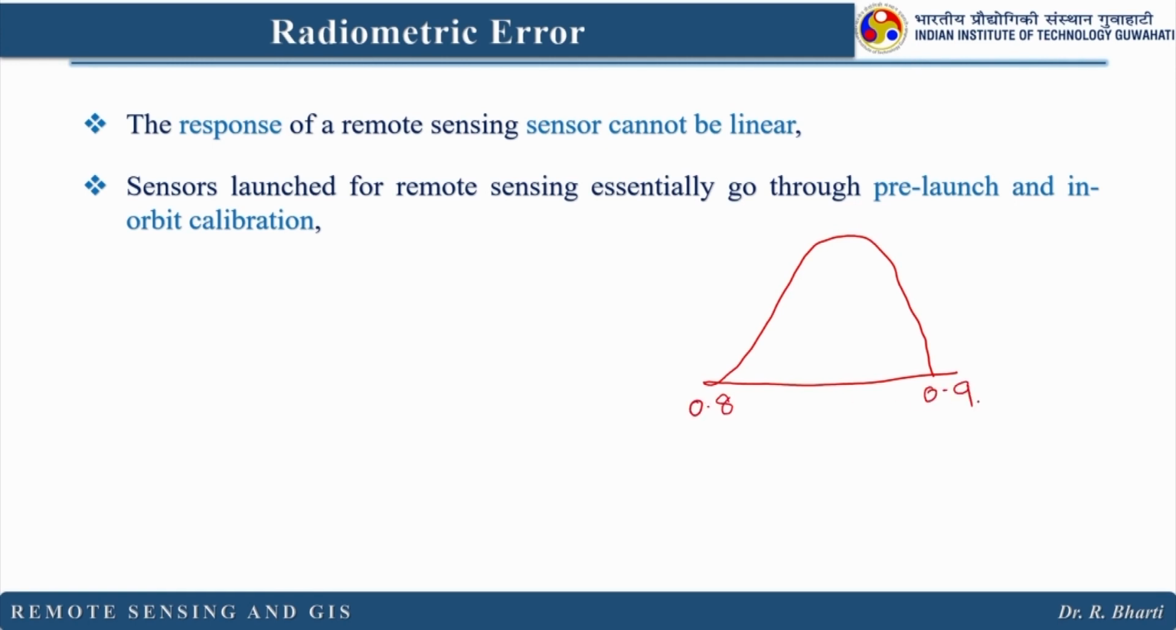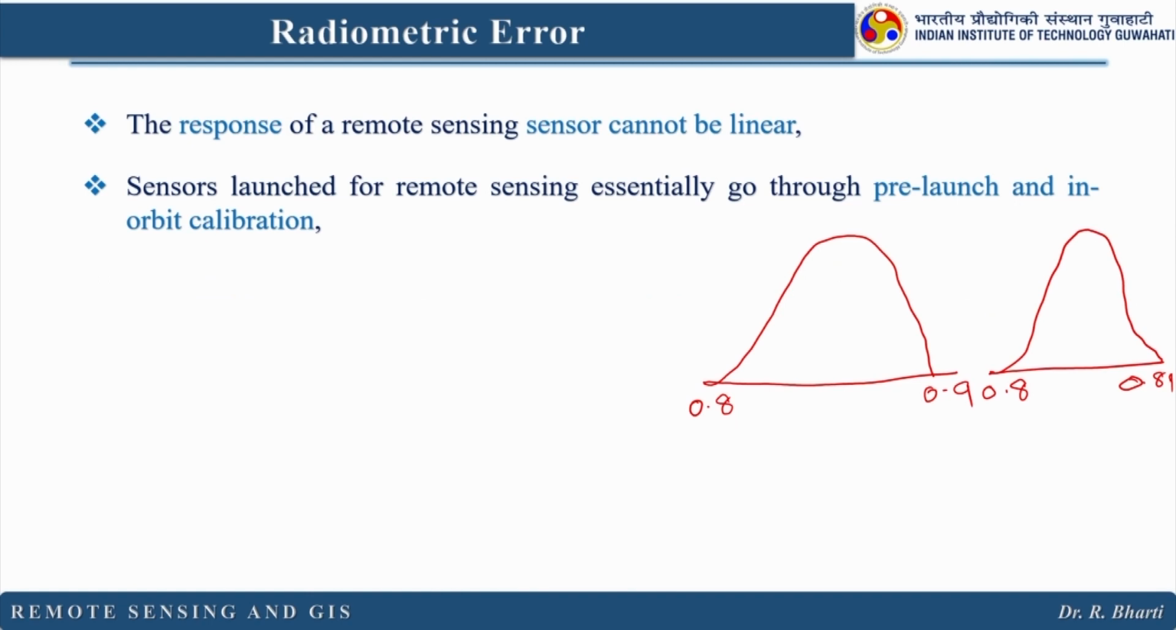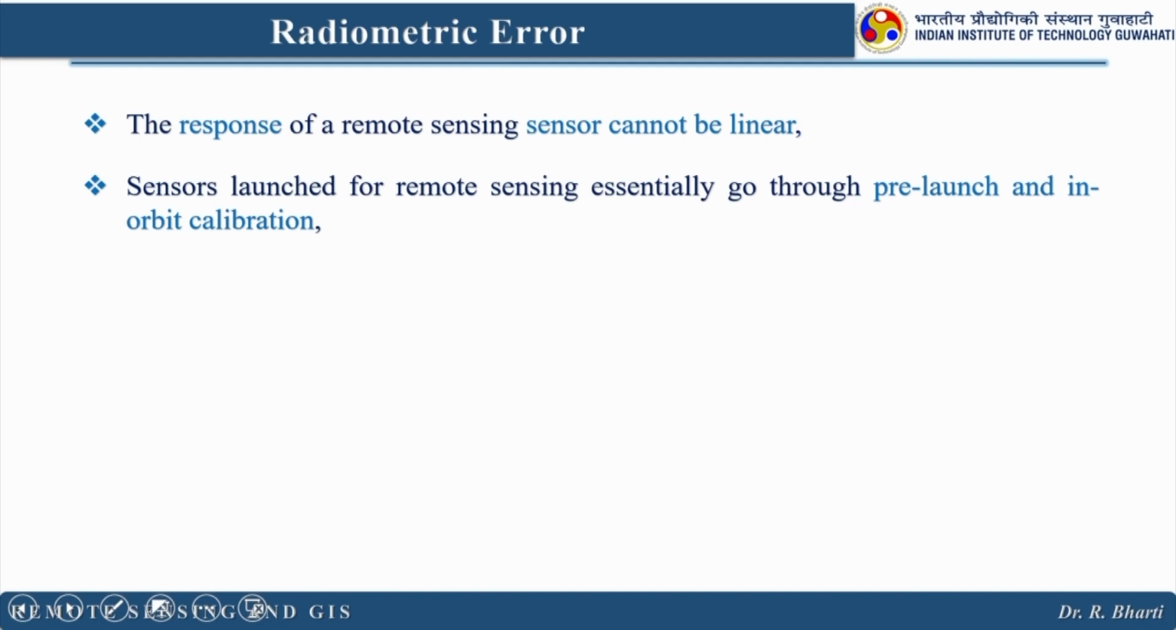If a detector is designed to detect the energy from, let us say, 0.8 to 0.9, but because of some problem the detector is detecting the energy between 0.8 to 0.89, right, what happens? It says that there is some problem in the detector, some alignment issue, and we have to calibrate it so that it will be sensitive to its own wavelength region. That is the second point.